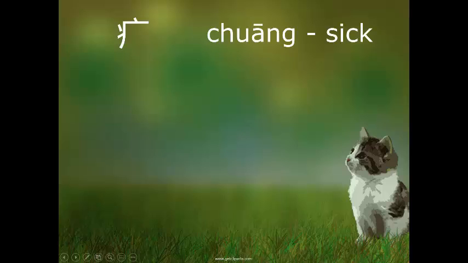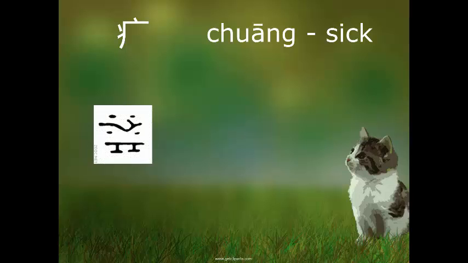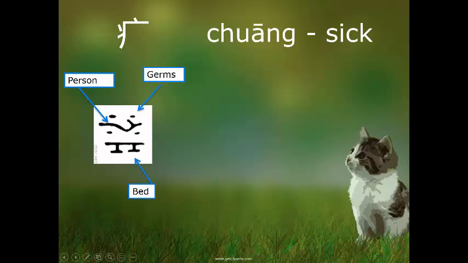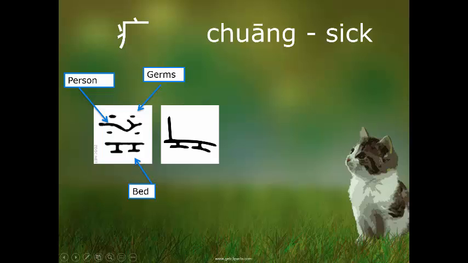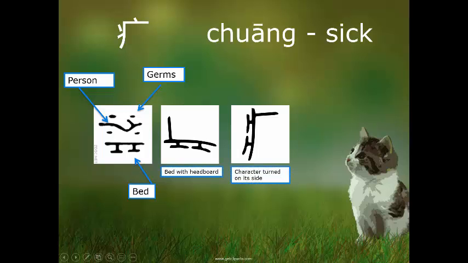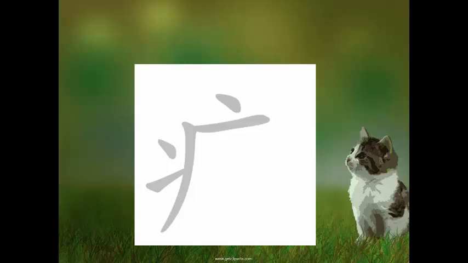The next radical is chuang, which means sickness. It was originally a picture that looked like a person resting on a bed with evil spirits floating around them. That was illness. All characters got turned on their side, and so now it looks like this. I remember it as like a house with a chimney and then a sign hanging there like a quarantine sign.